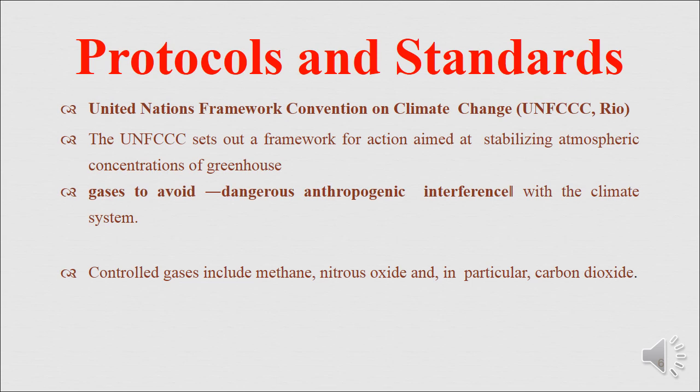The United Nations Framework Convention on Climate Change, held in Rio de Janeiro, set out a framework for action aimed at stabilizing the atmospheric concentration of greenhouse gases to avoid dangerous anthropogenic interference with the climate system. The controlled gases include methane, nitrous oxide and, in particular, carbon dioxide. The emissions should be eliminated.